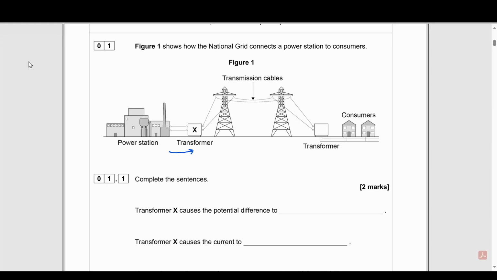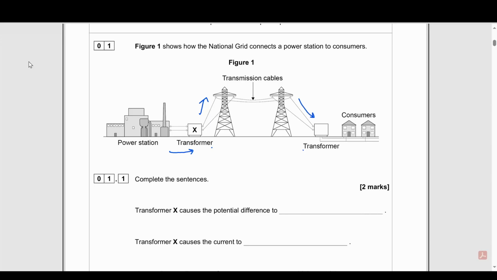Now, what is the transformer supposed to do? Any transformer is supposed to change the potential difference. However, coming from our power station, we want to increase the potential difference, and then going down to our homes, we want to decrease the potential difference.